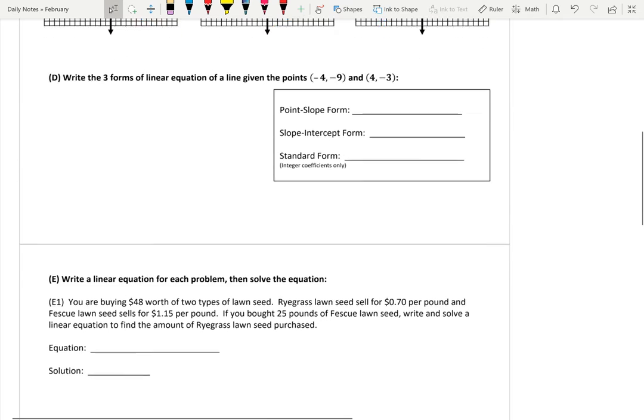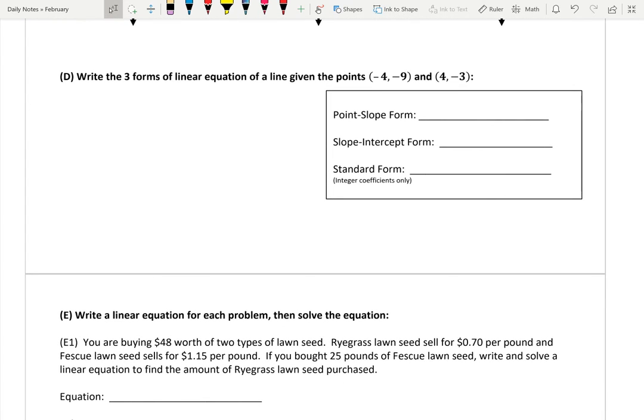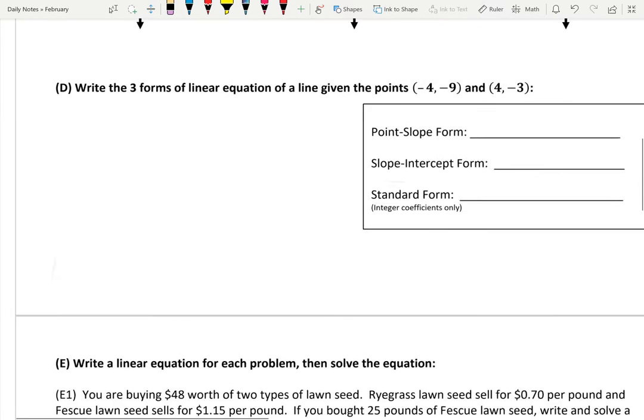All right. Question D. Write the 3 forms of linear equation of a line given the points negative 4, negative 9 and 4, negative 3. So whenever you're given 2 points, the first thing that should come to your mind, just by instinct, should be the slope formula. You've got to think, we're probably going to have to find the slope here, and you'd be right. So the first thing we're going to do is find the slope.